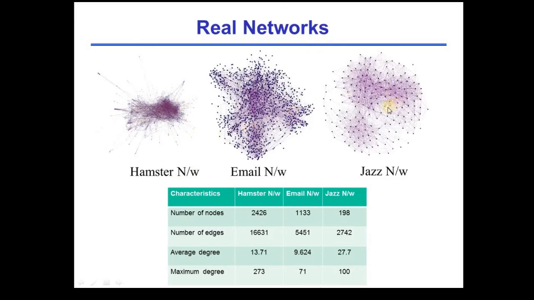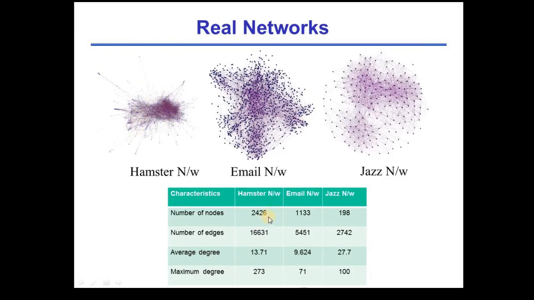These are 3 networks I am showing here: a contact network between jazz musicians, an email network in a university, a connection or friendship network in a particular website, a friendship social network kind of thing. Okay, so each of these networks has some number of nodes.